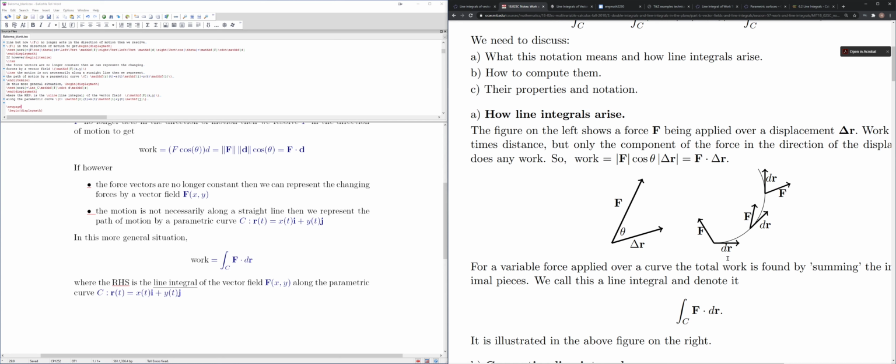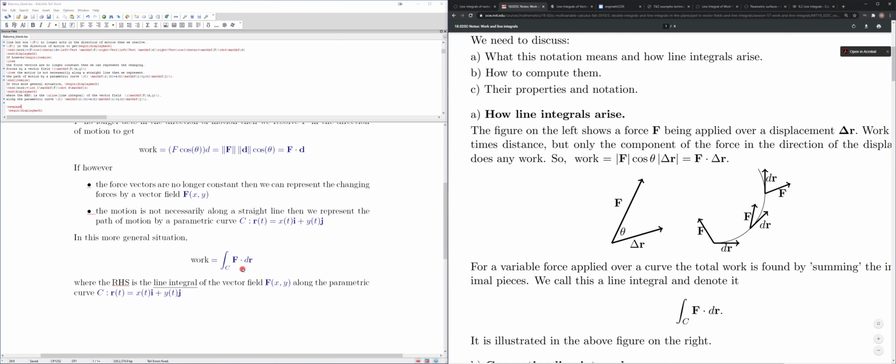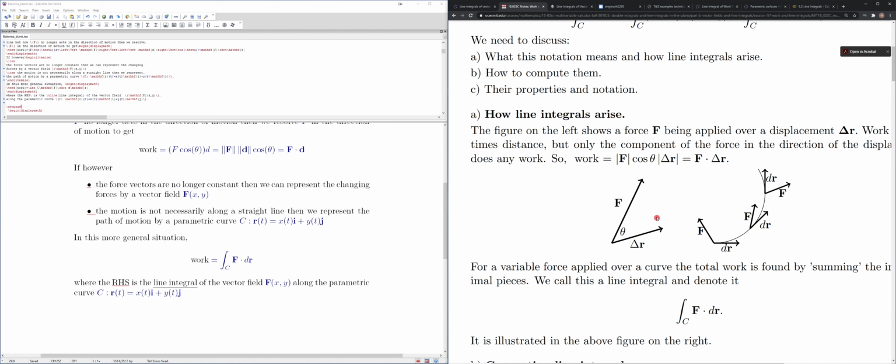You work out what the dr is there, and you can approximate the force over that displacement by, say, this vector over here. Then you work out what F dot dr is for this one, for that one, and you add them all up. When you take finer and finer approximations, the sum of these approximations will converge to the line integral. That's really where this formula comes from, but that's not really within the scope of this class.